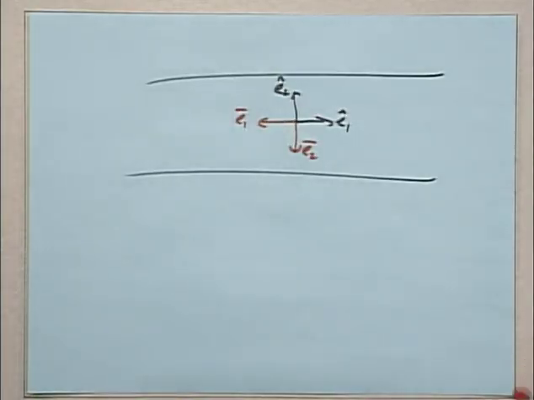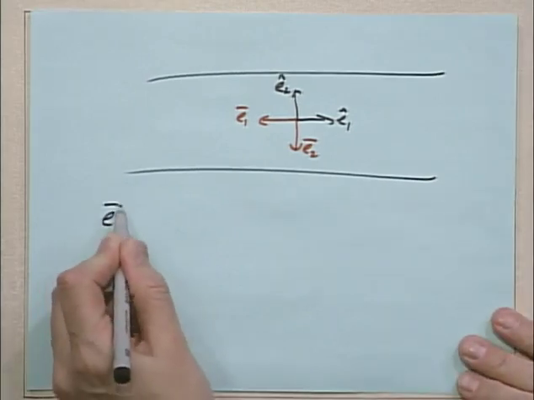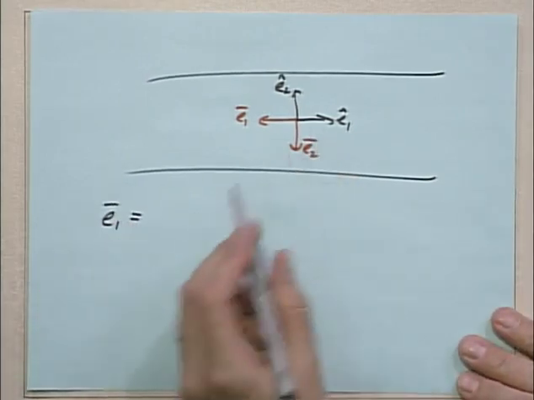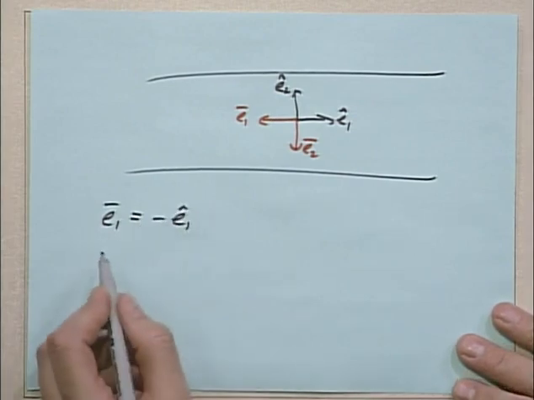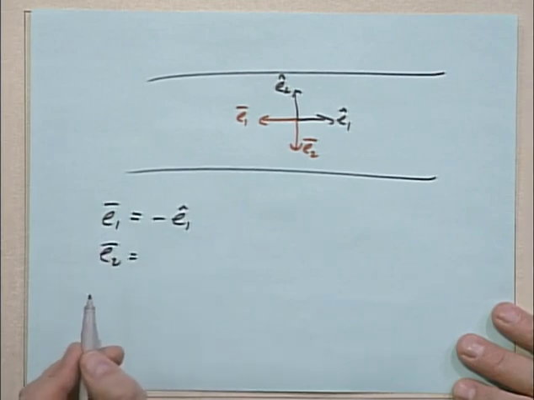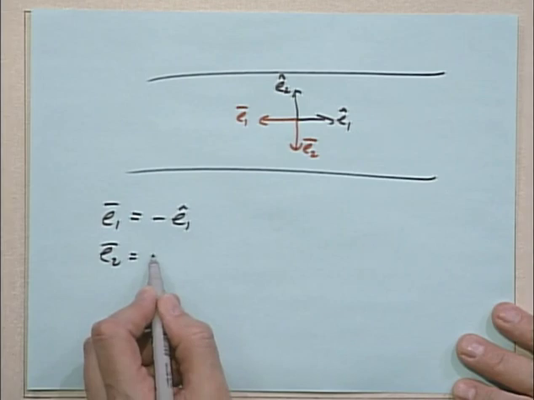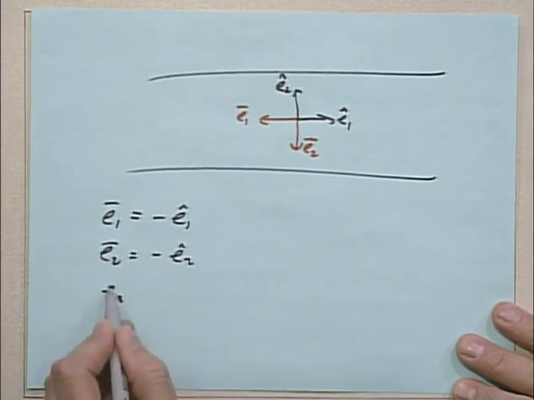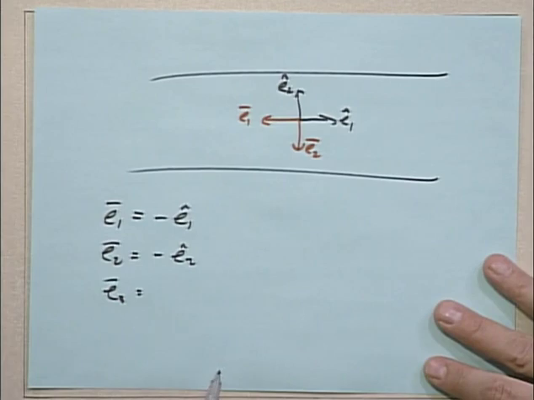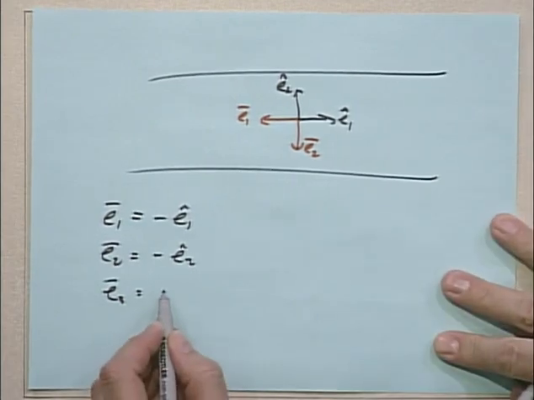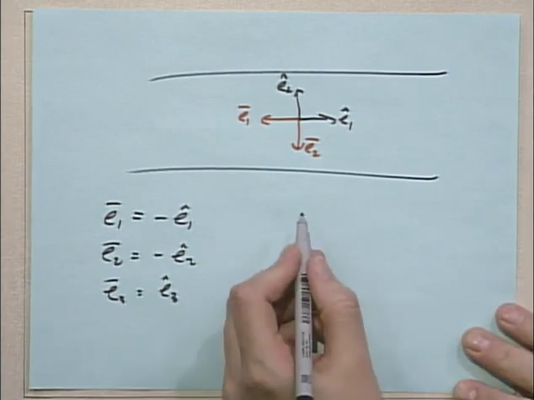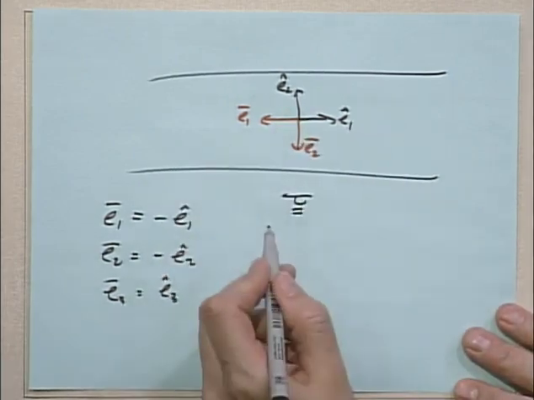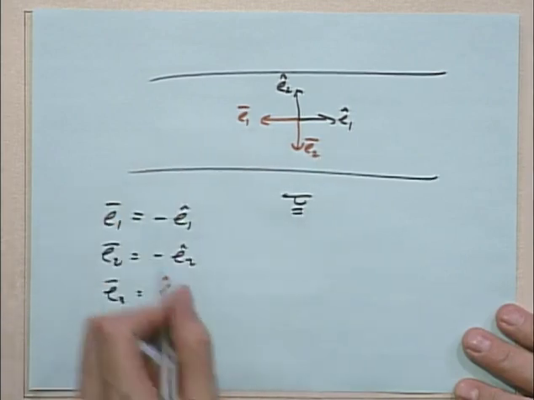Let's write it here. E1 bar equals, what does that equal in terms of the E1 hat? Right, negative E1 hat. E2 bar? Negative E2 hat. E3 bar? I'm taking them to be the same. Okay? So these are how the two coordinate systems are related. All right? And I can write the stress tensor in space. This stress tensor describes any point in space.